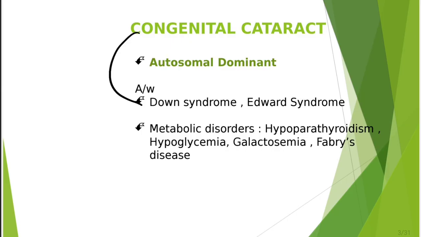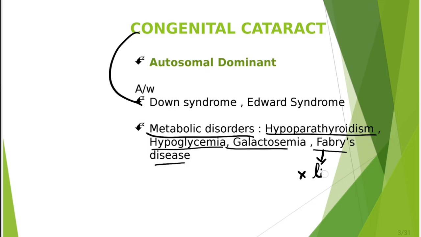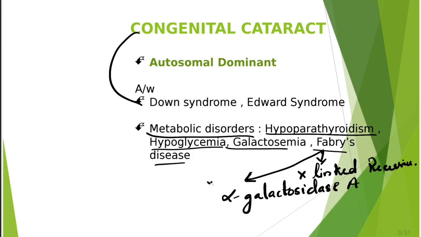Now, congenital cataract is associated with metabolic disorders like hypoparathyroidism, hypoglycemia, galactosemia, Fabry's disease. What is Fabry's disease? See guys, two points about Fabry's disease. First thing you should know is that it is an X-linked recessive disorder. First point, X-linked recessive disorder. And here what happens is, in Fabry's disease, remember guys, the body is missing one enzyme called alpha galactosidase A.